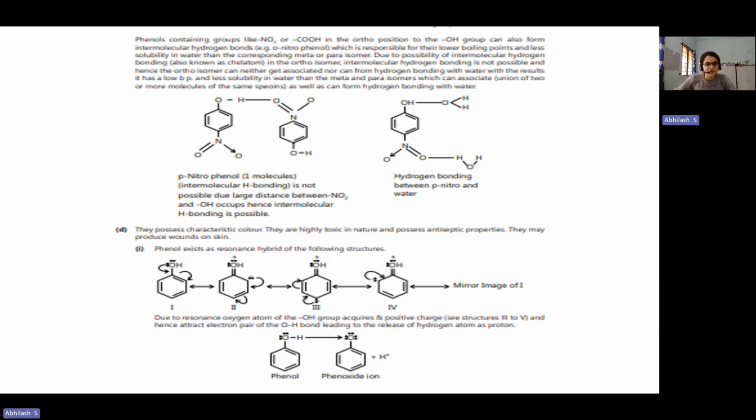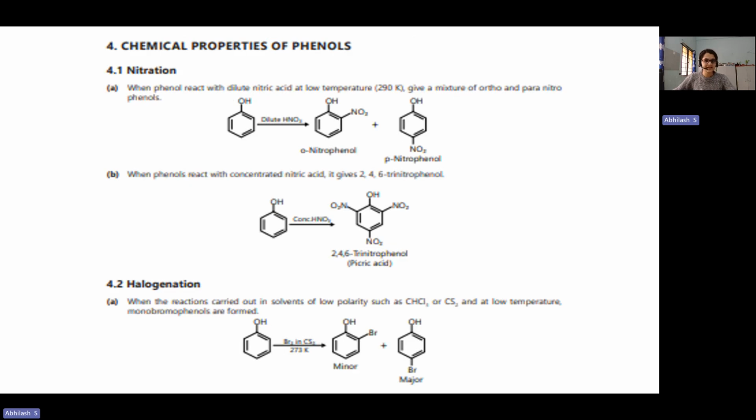Here you can see the phenol which can easily give H plus ions, which leads to the formation of phenoxide ion. This is the basic resonance structure for phenoxide ion. Let's discuss the chemical properties of phenols. When phenol reacts with dilute nitric acid, it leads to the formation of ortho and para phenols.